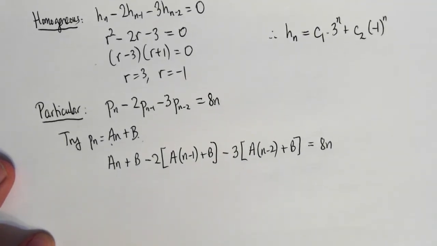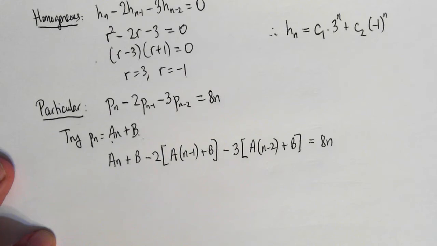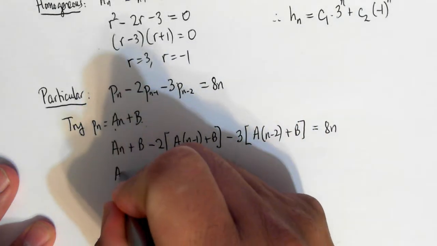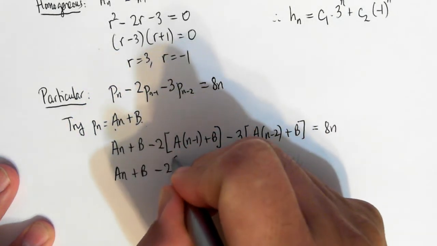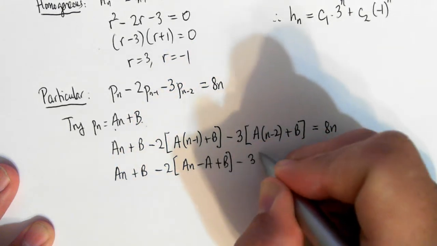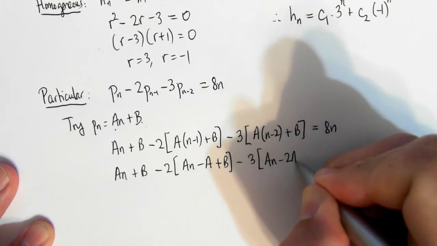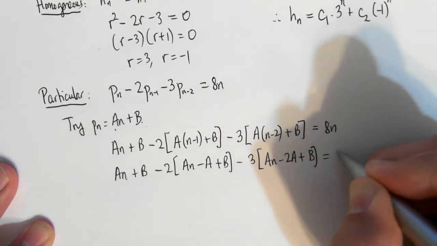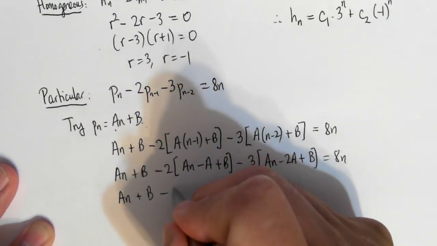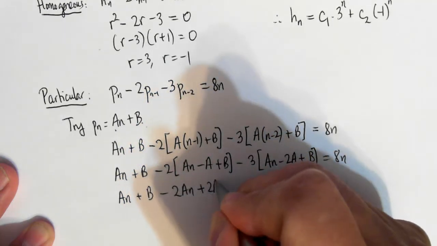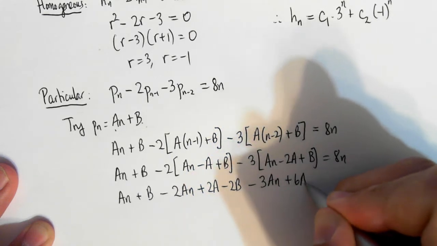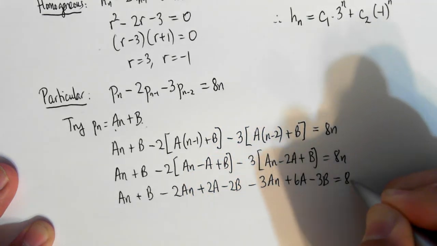And again, I must somehow solve for a and b to make this work. Okay, now this is just going to be a bunch of algebra, so let's just do it and see what happens. We get an plus b minus 2 times a times n minus a plus b minus 3 times a times n minus 2 times a plus b equals 8n. Then a times n plus b minus 2 times a times n plus 2a minus 2b minus 3 times a times n plus 6a minus 3b equals 8n.